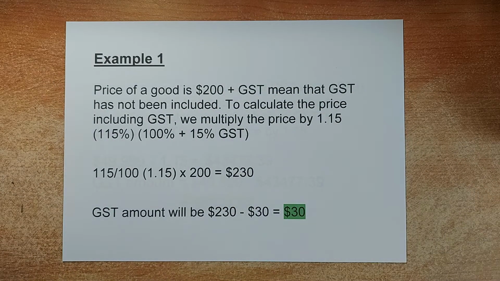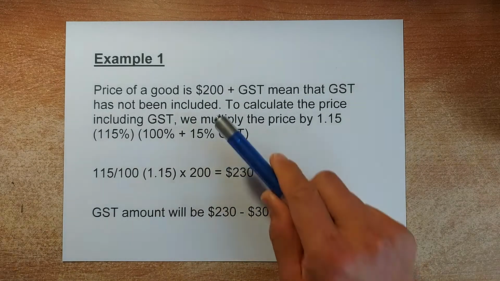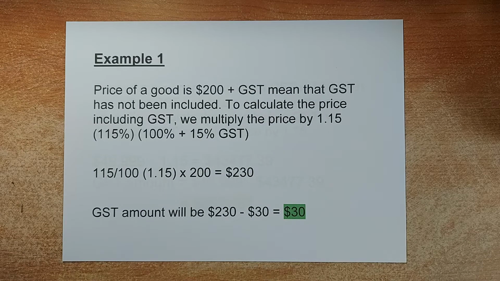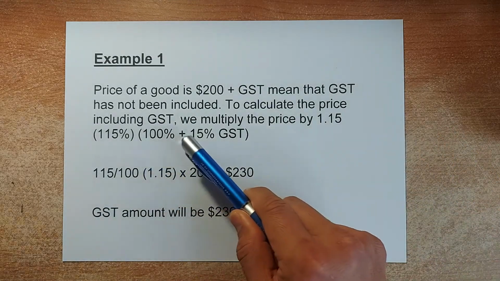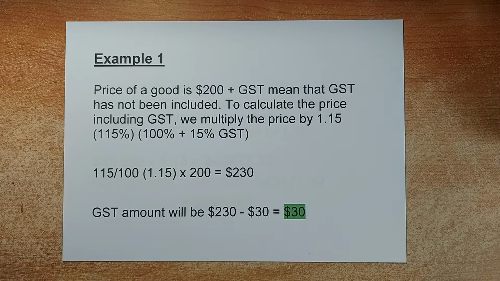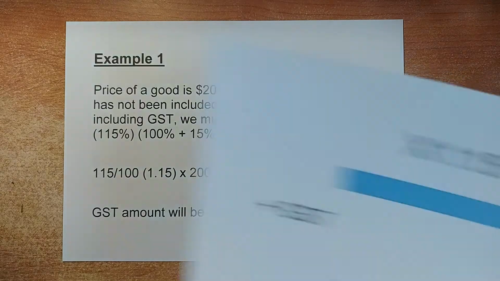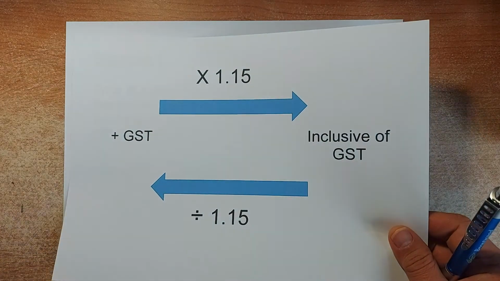Okay, so the price of a good, say for example, something costs $200. Okay, plus GST means that the GST has not been included. Okay, so you must add the 15% on top of the 200. Okay, to calculate the price with GST, we multiply the price by 1.15. So we're going to multiply by 1.15, and I'm going to explain why.